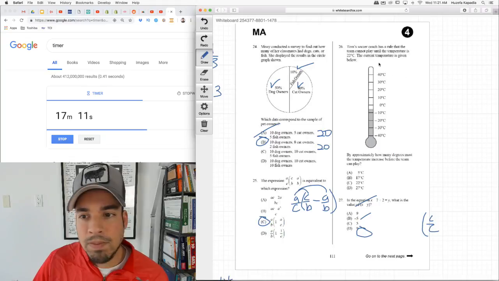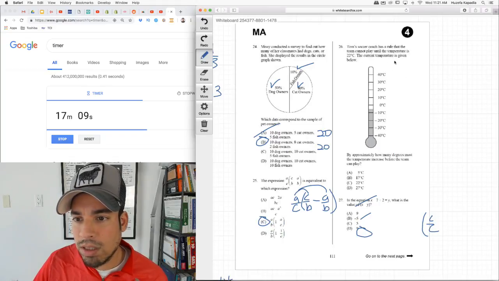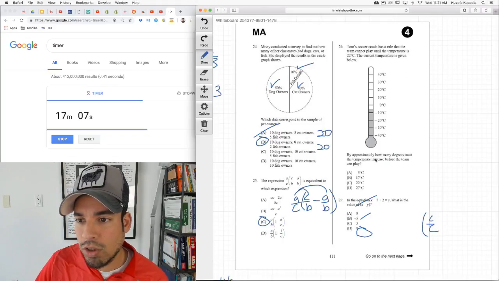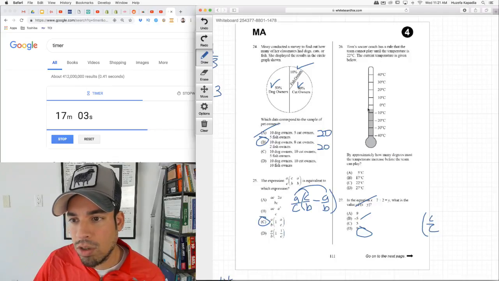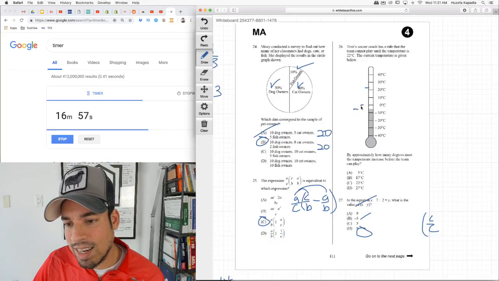Tom's soccer coach has a rule that the team cannot play when the temperature is below 22 degrees. Given the current temperature, how many degrees must the temperature increase? So it needs to be 22. So it needs to come up here. And right now it looks like it's at -5, okay? So we need to go from -5 to 22.